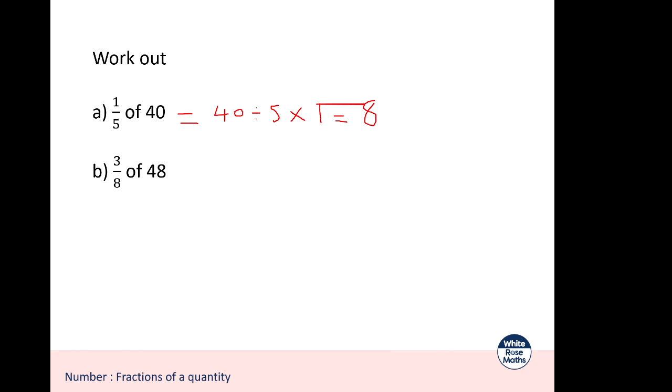Okay, next one, 3/8 of 48. So again, divide by the bottom, times by the top. So 48 divided by 8 and then times it by 3. 48 divided by 8 is going to be 6. 6 times 3 is going to be 18. So the second answer is going to be 18. And that's a fraction of an amount. Divide by the bottom, times by the top.